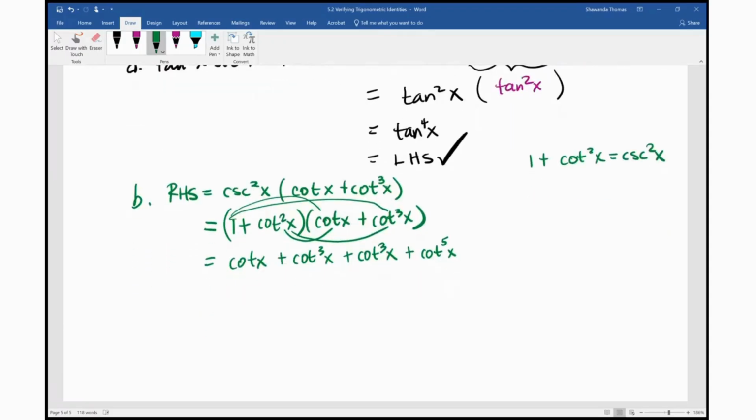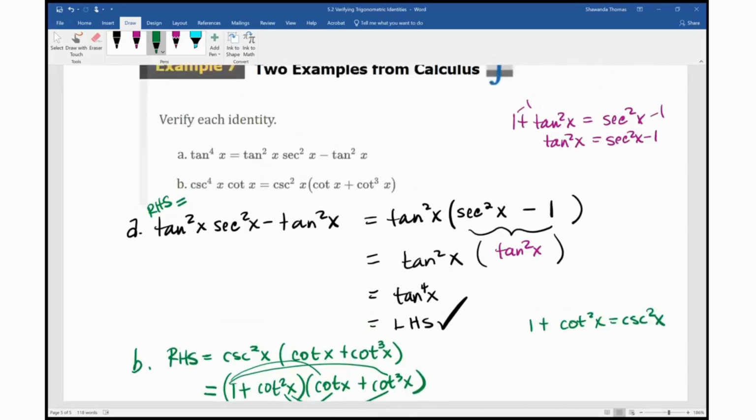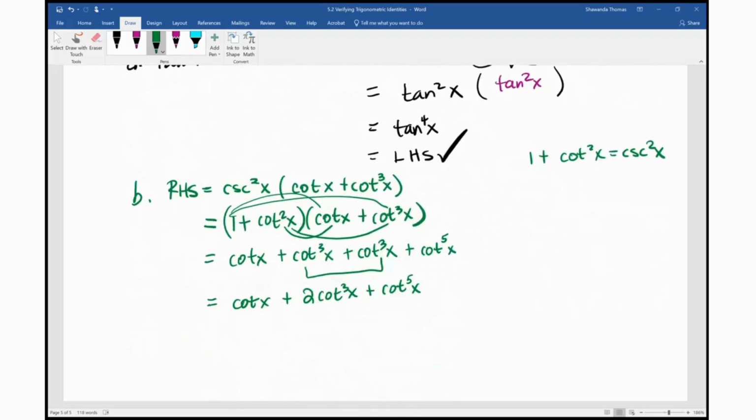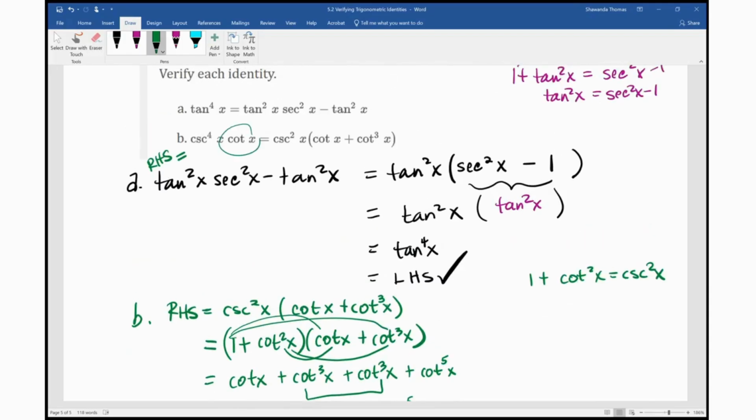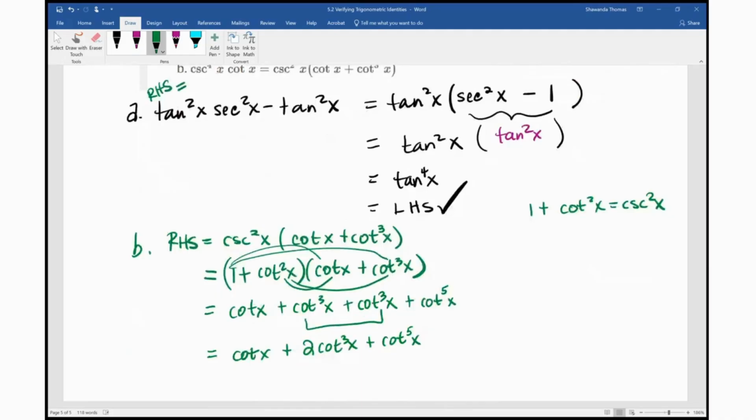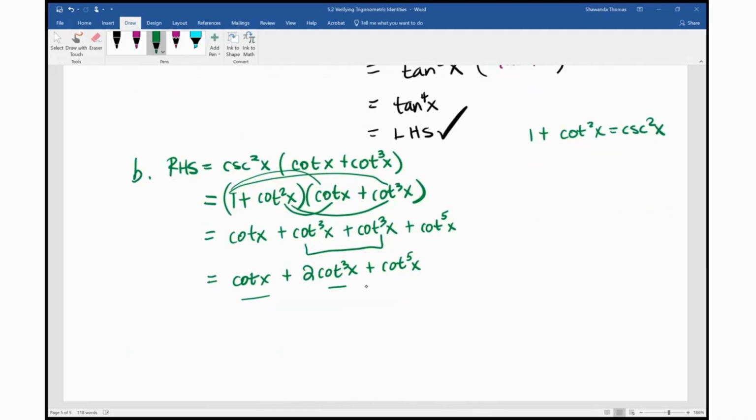All right, what can you do at this point to simplify what we just wrote? Add like terms. Yes. That's 2 cotangent cube of x plus cotangent to the 5th power of x. Now, what are we trying to get it to look like? We have cosecant to the 4th x and cotangent. Well, cotangent is in every term, so we can at least factor it out. So let's factor out one cotangent: cotangent of x times 1 plus 2 cotangent squared x plus cotangent to the fourth of x.